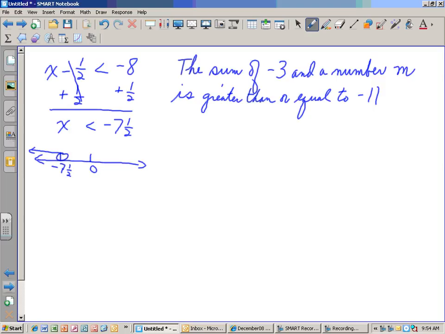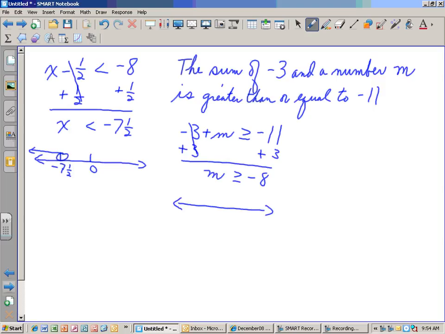Zach, tell me how I can write that. -3 plus m. And the greater than or equal to sign. Then make it 11. Right. So it's not really that difficult, is it? We could do m minus 3. Can you do m minus 3? You could do m minus 3, yes. Right. And so I add 3 to both sides. And m is greater than or equal to -8.